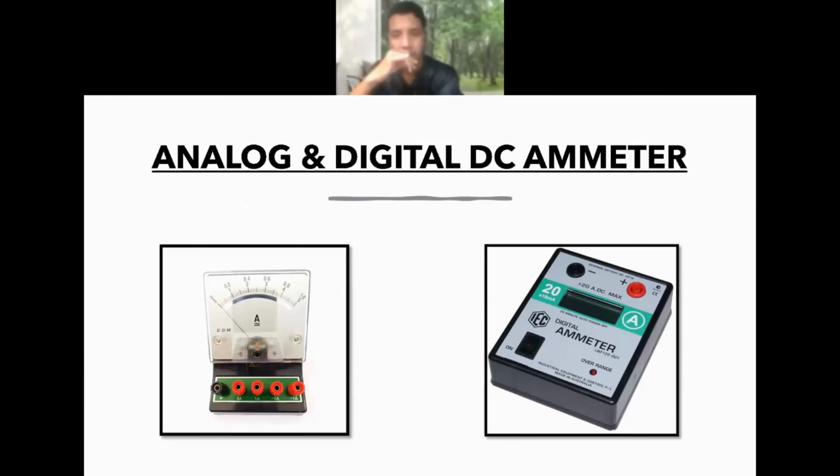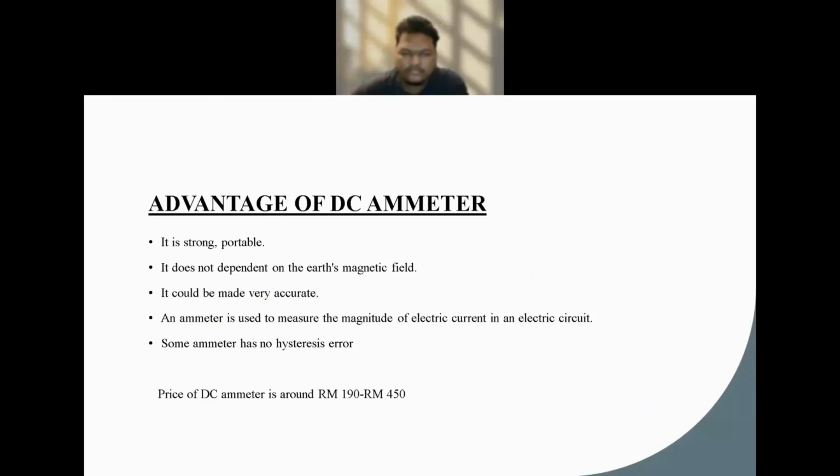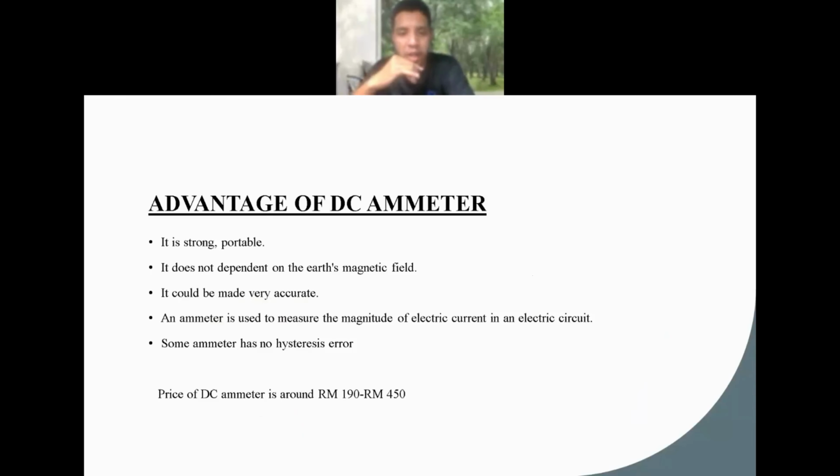Analog and digital DC ammeter. The left one is the analog DC ammeter and the right one is the digital DC ammeter. Advantages of the DC ammeter: it is strong and portable. It does not depend on the Earth's magnetic field. It can be very accurate. An ammeter is used to measure the magnitude of electric current in an electric circuit. Some ammeters have no hysteresis error. The price of a DC ammeter is around 190 to 450.